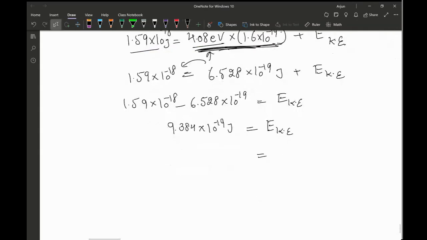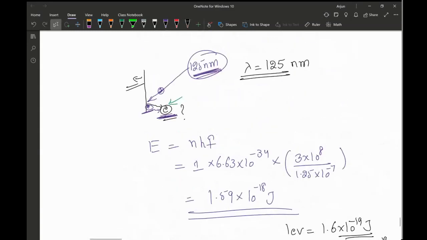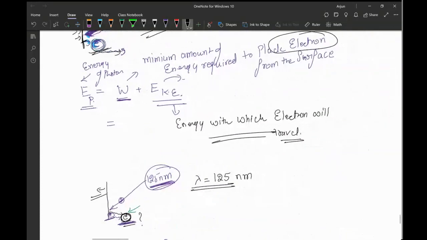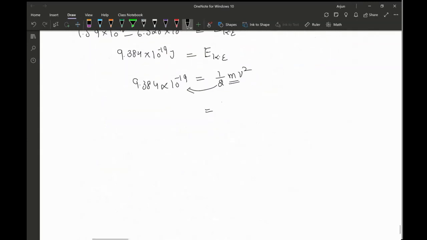Kinetic energy is equal to half mv square, because I wanted to find out the speed with which it's going to travel. So 9.384 times 10 raised to the power negative 19, and this 2 is going to go to the other side. Which mass am I going to take? I'm going to take the mass of the electron, because the electron is coming out of the surface. Remember, that's what I told you initially when I was writing the formula: kinetic energy of the electron. So 1/2 times the mass of the electron, 9.11 times 10 raised to power negative 31, v square.